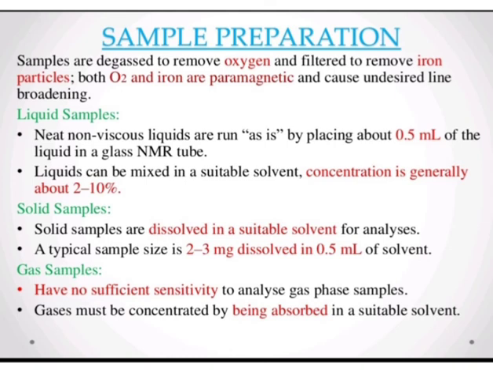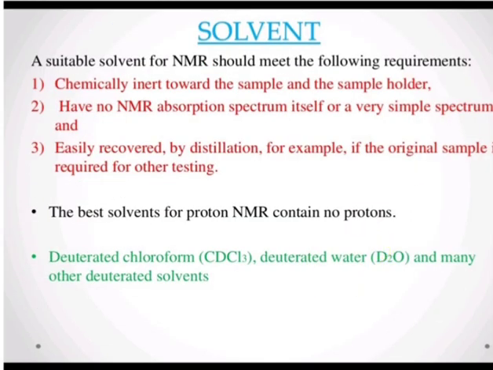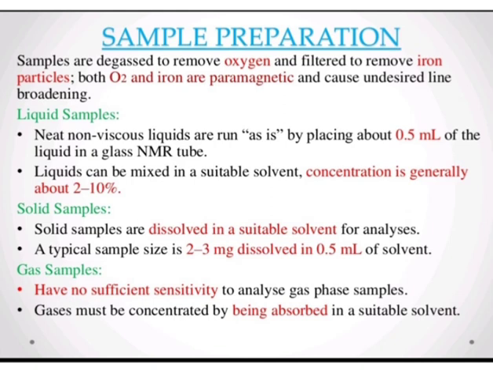Then the solid samples are initially dissolved in a suitable solvent, and then this can be used for the analysis. The sample size required is around 2 to 3 milligram, which is dissolved in 0.5 ml of a solvent. So see how much sample is required, only 0.5 ml. This will be either liquid or solid, it is all in a liquid. The sample required is 0.5 ml.